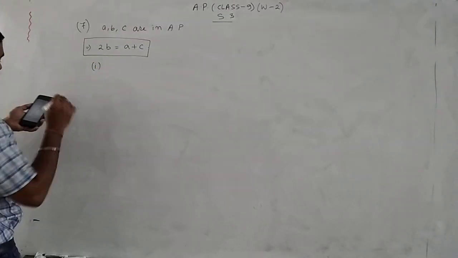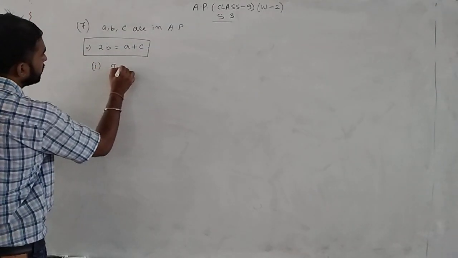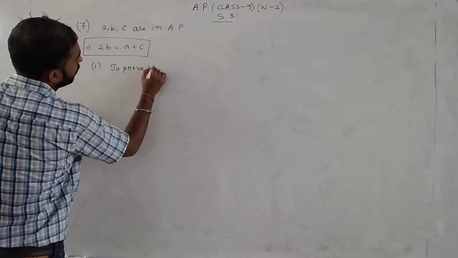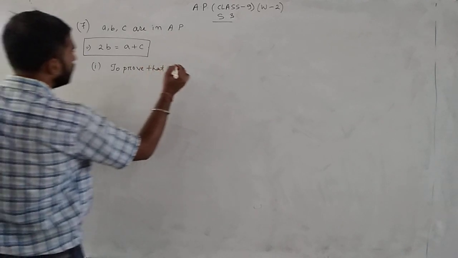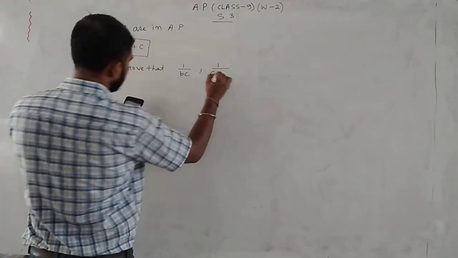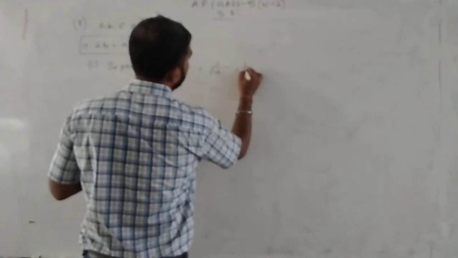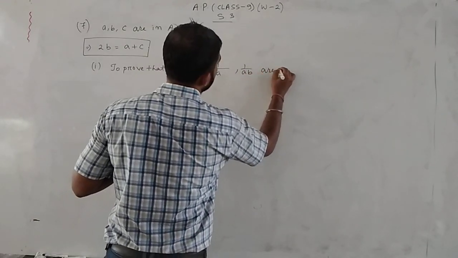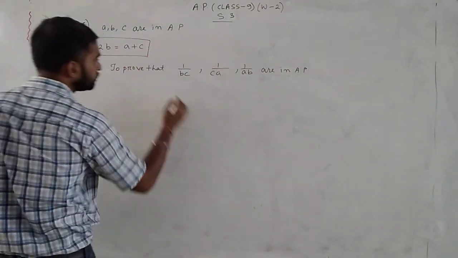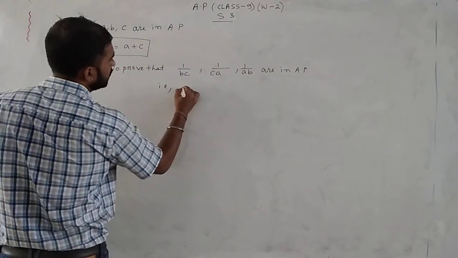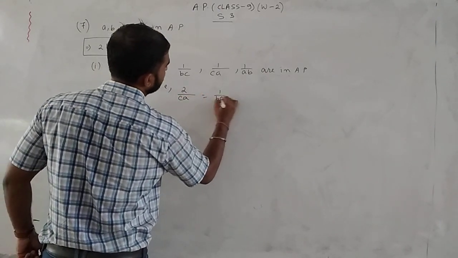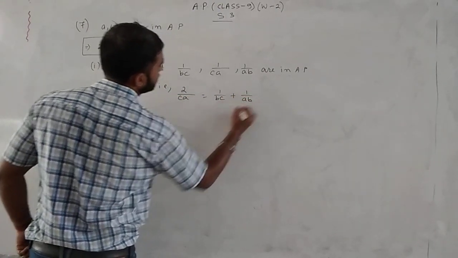So now let me show you the first one. The first question is what to prove? To prove that 1 by BC, 1 by CA, 1 by AB are in AP. That is what? That is twice the middle term equal to first term plus last term.